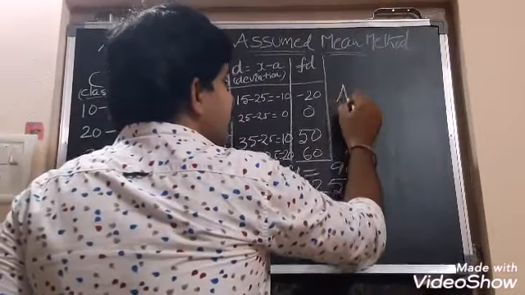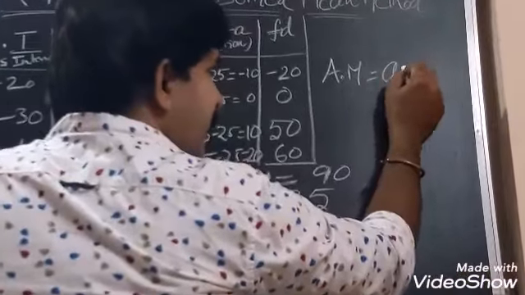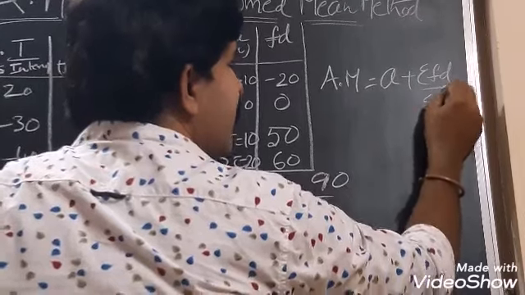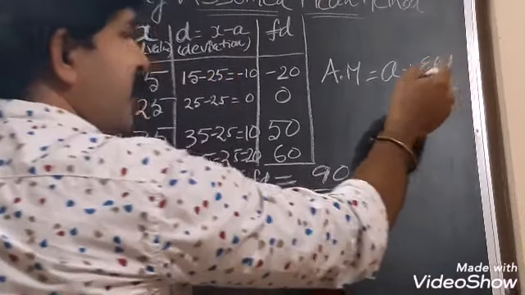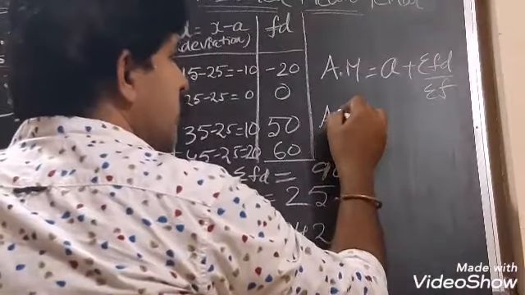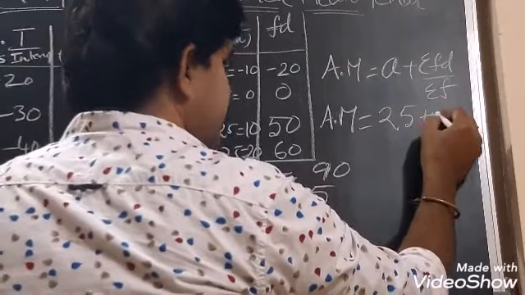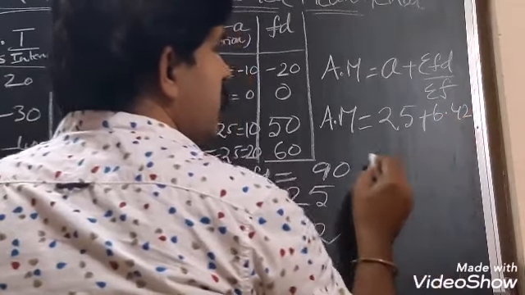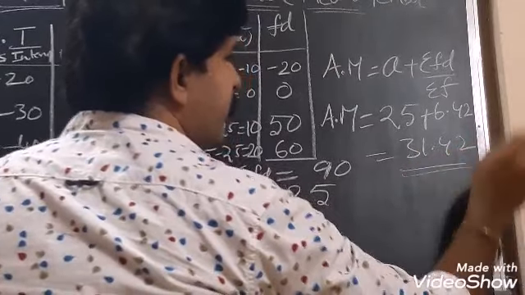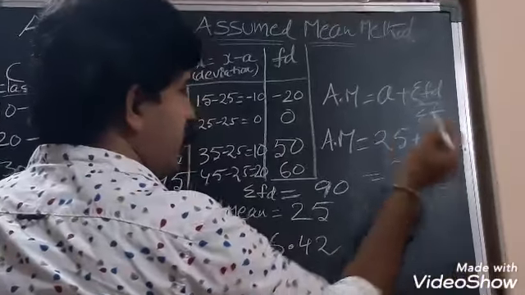Therefore, AM is equal to, what is the formula? AM is equal to assumed mean A plus sigma FD by sigma F. Sigma FD by sigma F is nothing but the deviation. What we arrived at is 6.42. So AM is equal to 25 plus 6.42, that is nothing but 31.42. So we got the arithmetic mean as 31.42.